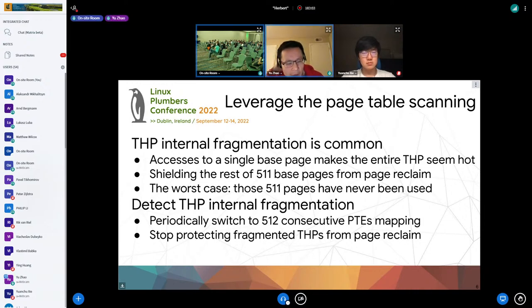So with 512 consecutive PTEs, we can not only detect internal fragmentation, we can also detect utilization. That means if we have a THP and the process only uses the first base page, then the rest of the 511 access bits won't be set. So based on this information, we don't need to scan anything at all. We don't need to look into the content of those pages. Does it make sense? Yep, that makes sense. Okay, thanks.